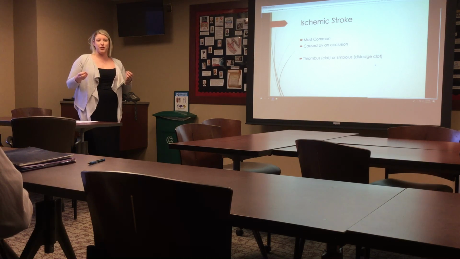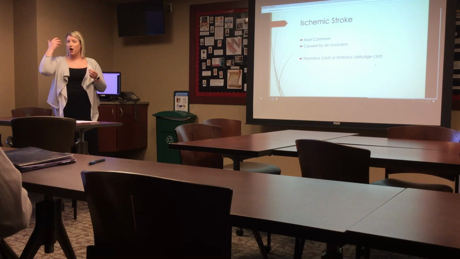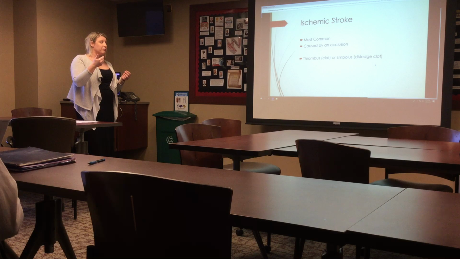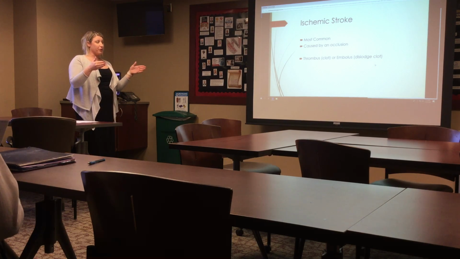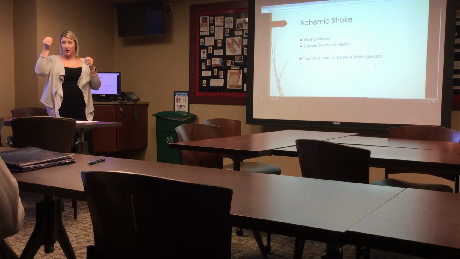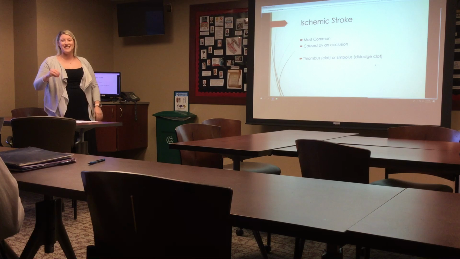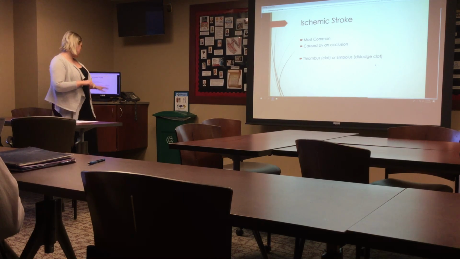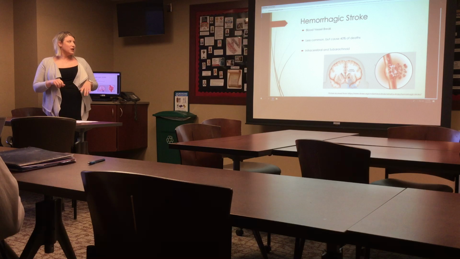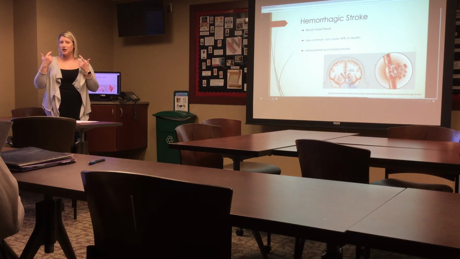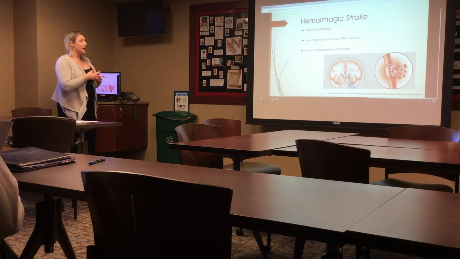It's caused by an occlusion, so either an occlusion in an artery in the brain, or a dislodged clot. So a thrombolytic stroke is a clot that's in the brain. An embolic stroke is a dislodged clot. So that happens when someone who may have atrial fibrillation has some clots in their heart, starts going up your carotid arteries, gets dislodged when there's plaque in your arteries.